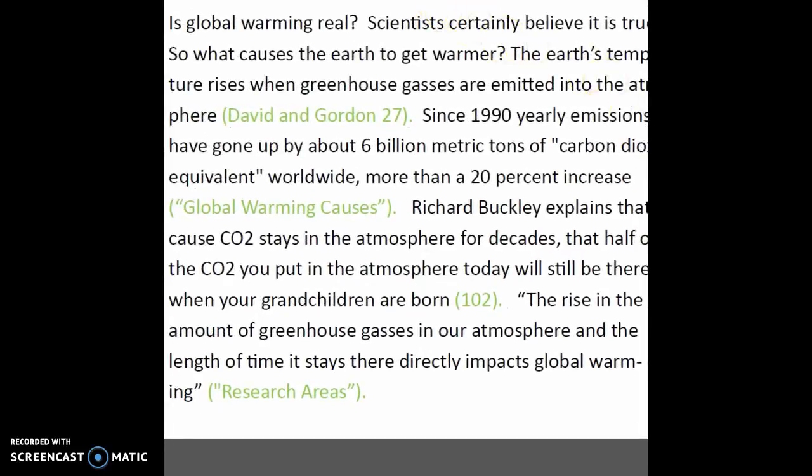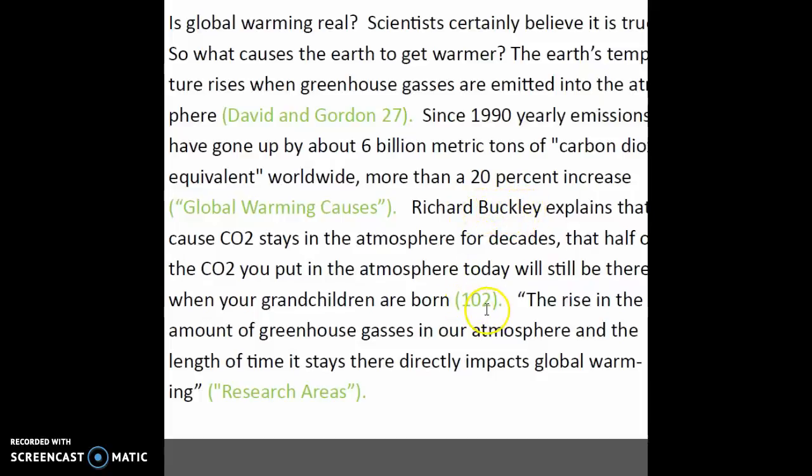Richard Buckley exclaims that because CO2 stays in the atmosphere decades, that half of the CO2 you put in the atmosphere today will still be there when your grandchildren are born. What? Look at this, I just have a page number. Why would I just have a page number there? That's right, because I've used the author's name in the sentence already. I've used his name here so the reader automatically knows that the information that I'm writing about comes from something written or published by Richard Buckley.